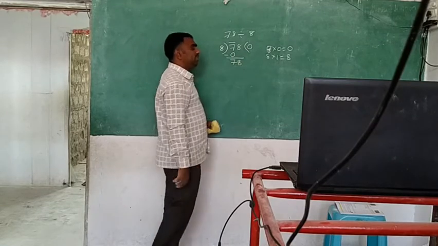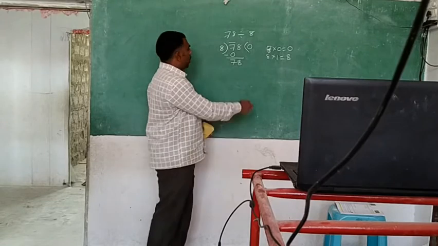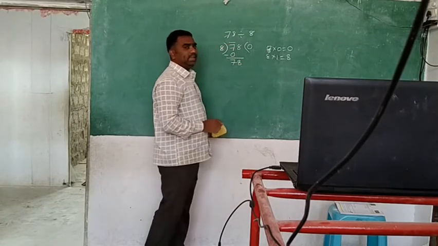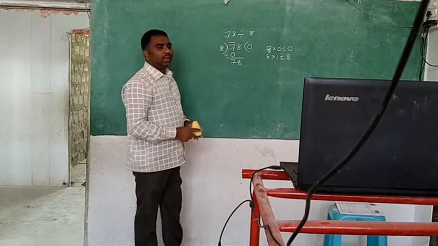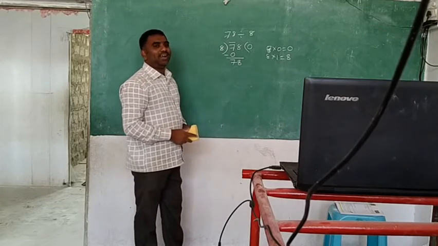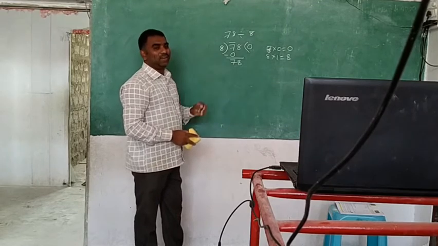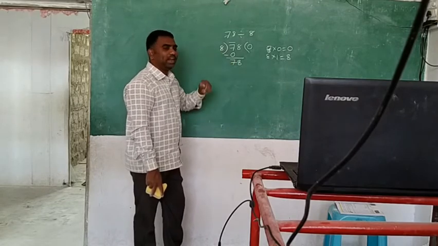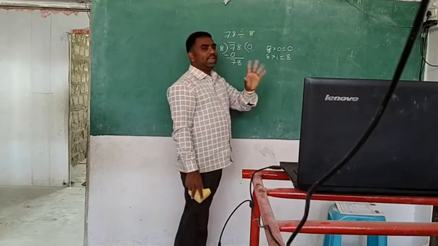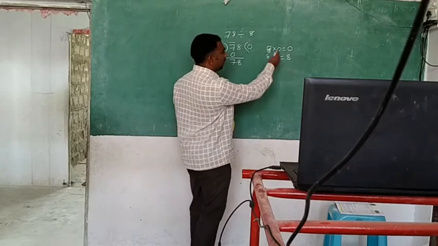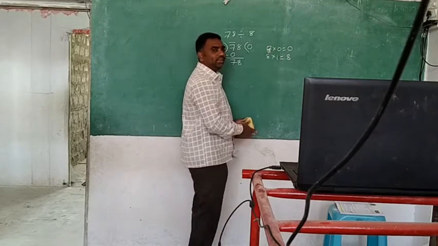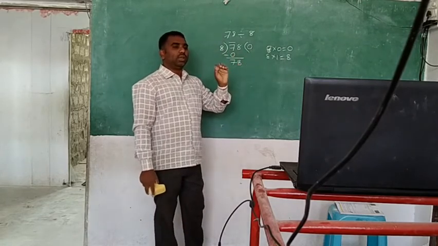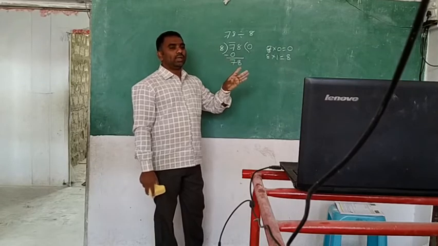Now the total number is 78. Now we will take the 8 table. In the 8 table, how do you get the 78? 78 it is, not 8. Totally 78 now. In the 8 table, 78 will not come. Then you check the table like this. 8 ones are 8. 8 twos are 16. 8 threes are 24. 8 fours are 32.